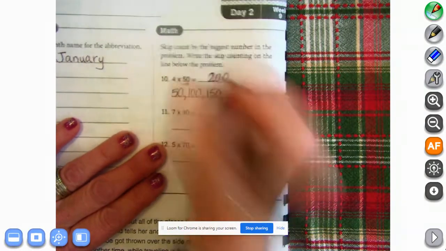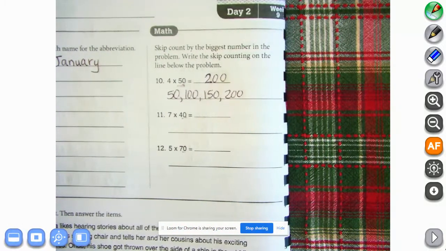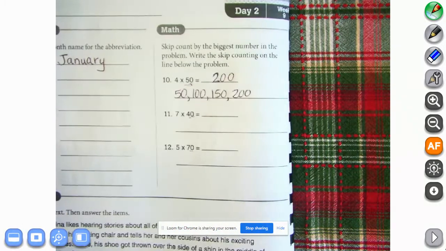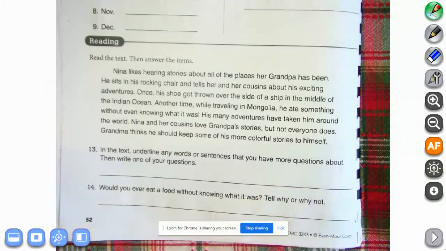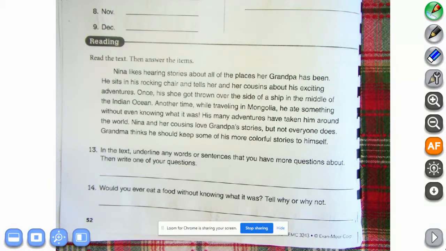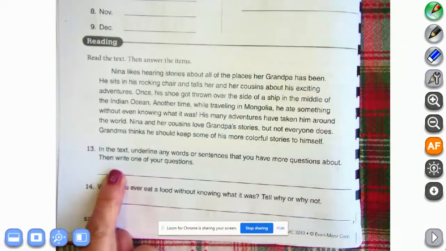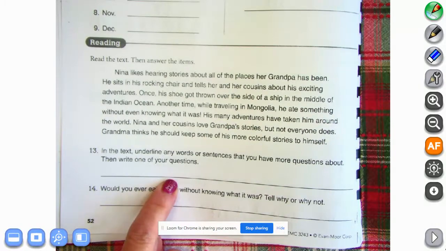All right, so that's what they want you to do, is to skip count by those numbers. Might take you a little bit of time. Take your time to do those. All right, on the bottom, it says read the text, then answer the items. We're going to also answer the questions. All right, it says, in the text, underline any words or sentences that you have more questions about. Then write one of your own questions on this line.